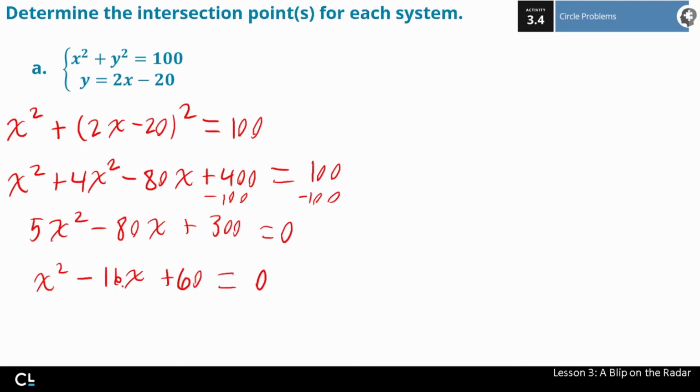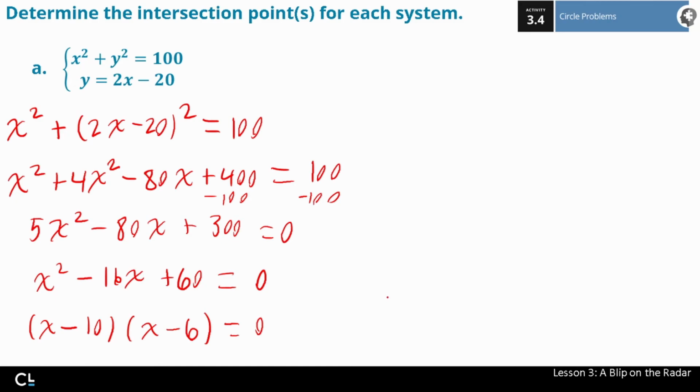And now what we could finally do is factor this, and we'll get x. What two numbers multiply to give us a positive 60, but give us a negative 16? They both have to be negative in order to give us this positive when they multiply. So we'll get x minus 10 and x minus 6. So think about it. Negative 10 times negative 6 will give me positive 60. But if we add negative 10 and negative 6, it'll give me a negative 16.